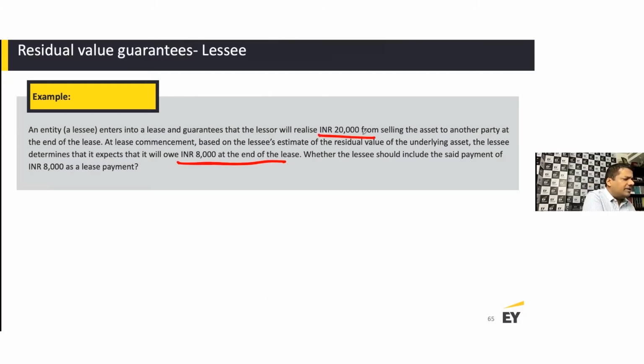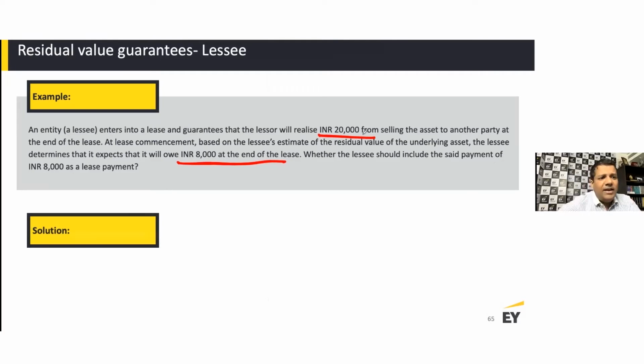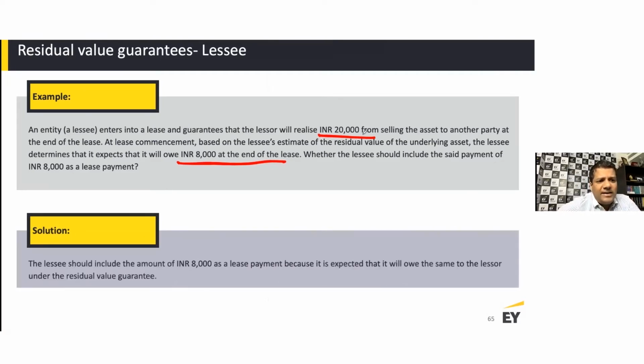I'm giving a guarantee of 20,000. Should the lease payments include the expected payment of 8,000? And we just saw that, right? The answer to that is yes. So the lessee should include the amount of INR 8,000 as a lease payment because it is expected that it will owe the same to the lessor under the residual value guarantee, right?